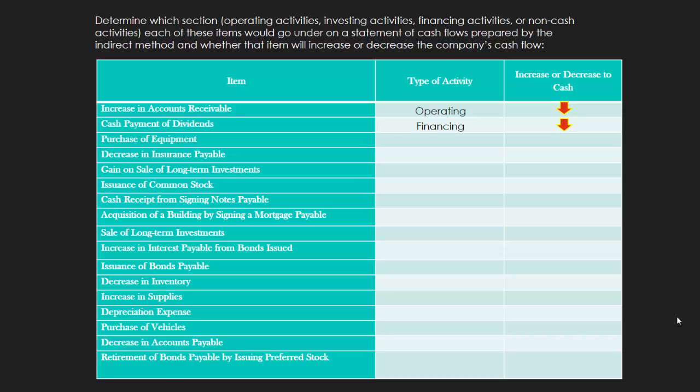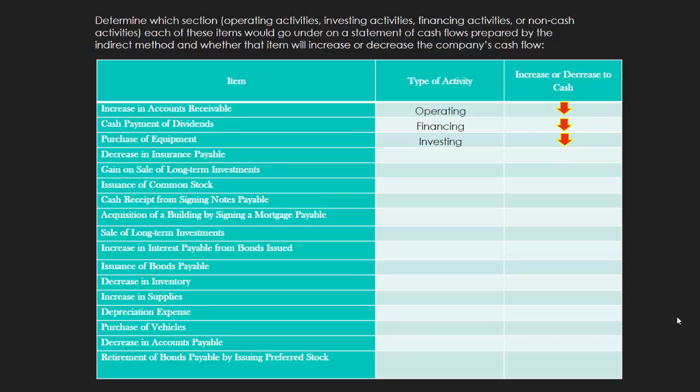The purchase of equipment is next. Equipment is a non-current asset, a long-term asset. Well, all long-term assets always appear in the investing section. And if we're paying for this equipment in cash, what has to be happening to our cash flow? It has to be decreasing.